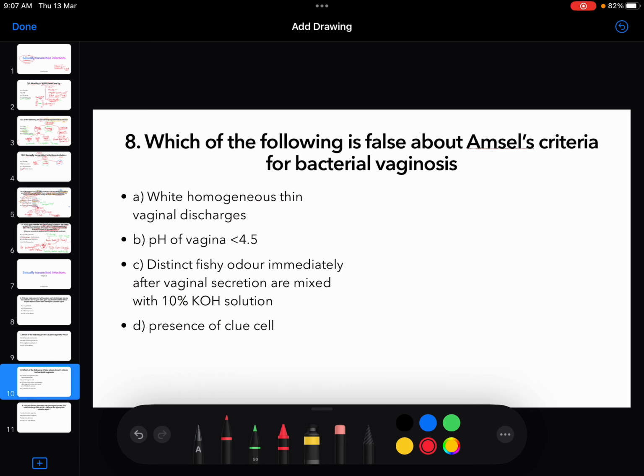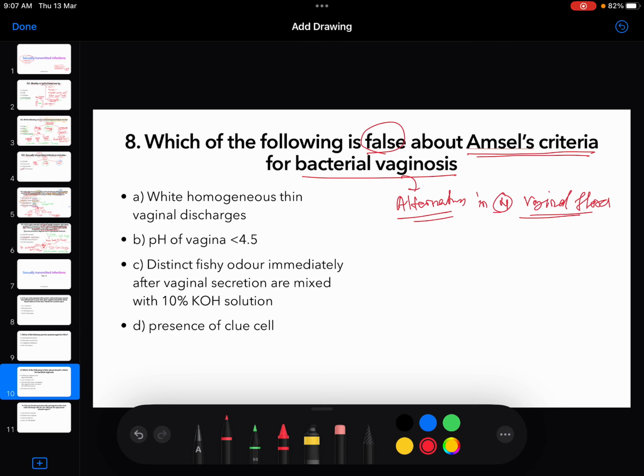Coming to the next question, which of the following is false about the Amsel's criteria for bacterial vaginosis? What is bacterial vaginosis? Bacterial vaginosis is an alteration in the normal vaginal flora. There is a change in, or alteration of, the normal vaginal flora.